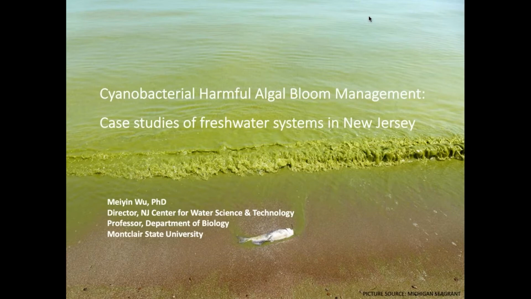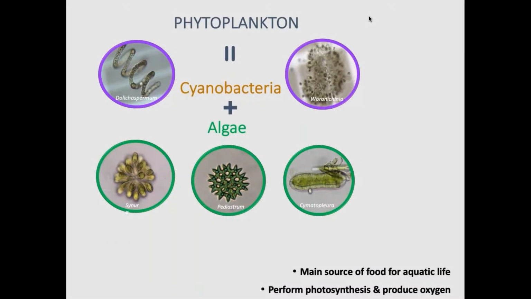I'm here today to share with you some case studies that we have done in the state of New Jersey. First, I'll briefly go through a little bit about phytoplankton, as most people are familiar with it, so I will go through it very quickly. Phytoplankton is very important for healthy aquatic ecosystems. They are the main source of food for aquatic life. They perform photosynthesis and produce oxygen. At global scale, phytoplankton produce more than 75% of the world's oxygen. Their importance is far beyond just in the water, but for all life on the planet Earth.